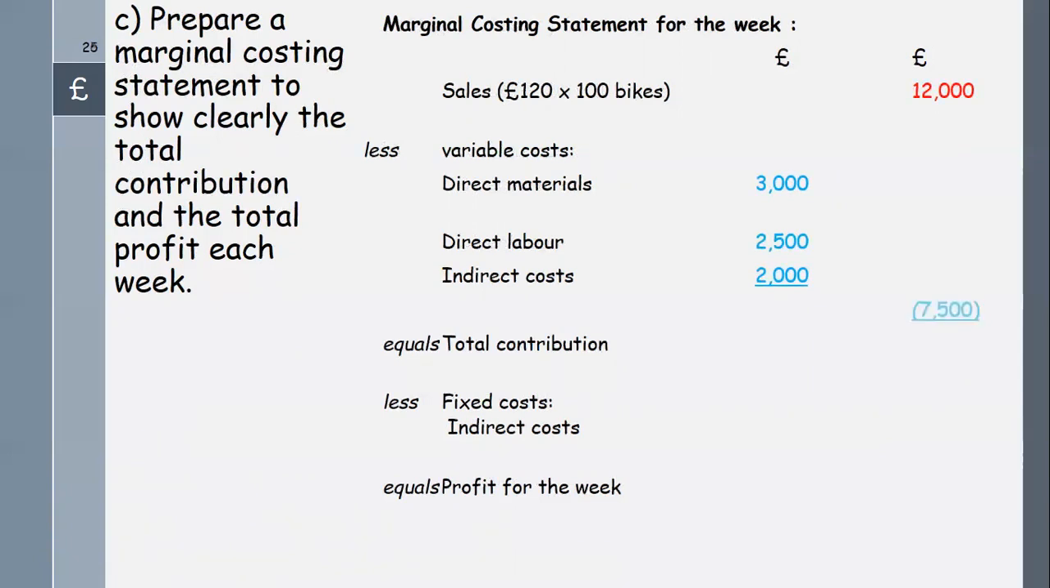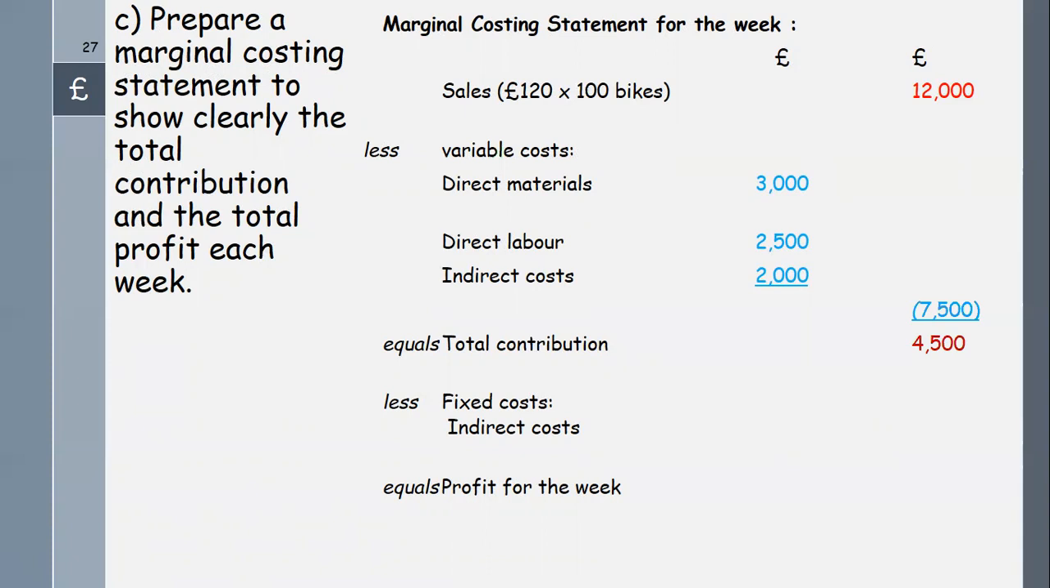And I'm going to take that away from the 12,000. Now I'm using a two-column system like you're used to. So the left-hand side column for when we're adding stuff together, and the right-hand side column for the totals. So 12,000 take away 7,500 gives me a total contribution of 4,500. So from that week, I've got 4,500. Some of that will go to the fixed costs, and the rest will be for profit.